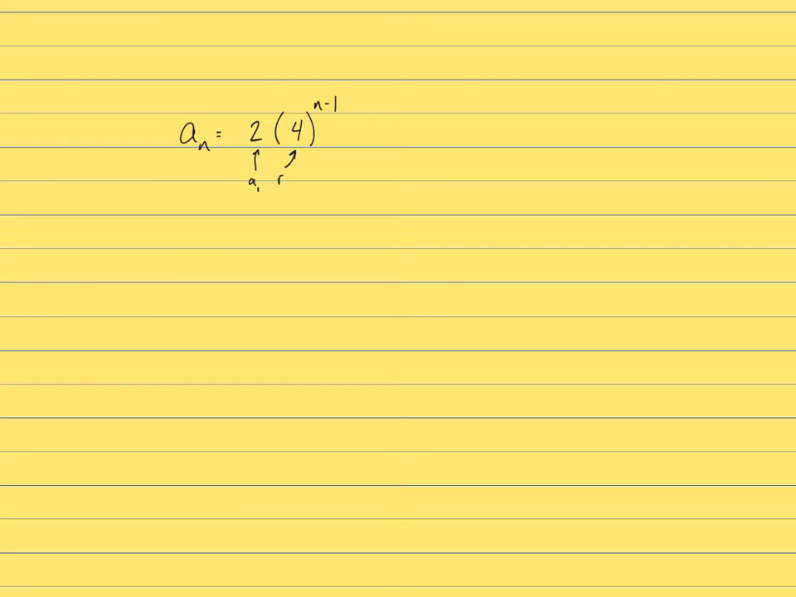So if I were to write out the first few terms of the sequence, let's just do a few. The first term would be 2, right? Because if I plug in a 1, I would end up with 2 here. If I plug in a 2, I would end up with an 8. If I plug in a 3, I would end up with a 32, and so on. This would continue, right?